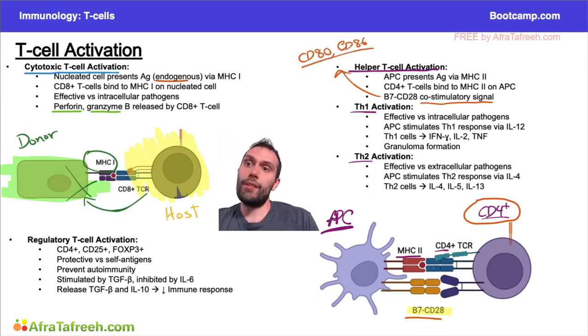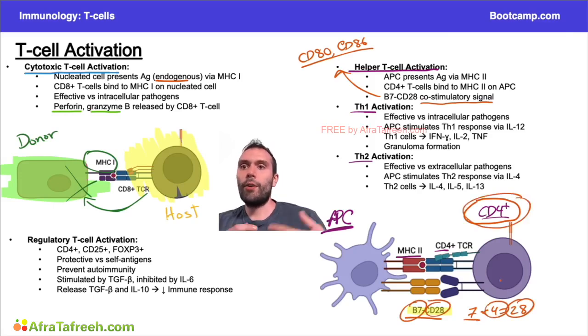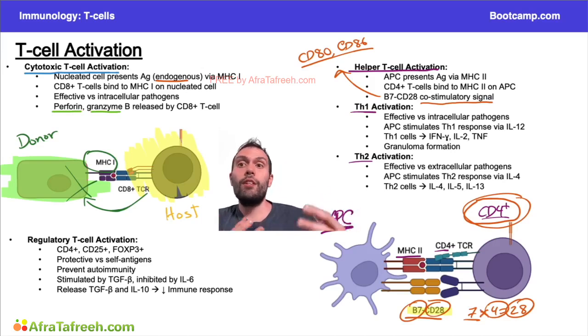And a lot of people remember this as saying, look, 7 times 4 is 28, right? 7 is B7, 28 is what it's binding to, and the 4 is a CD4 positive T cell. Okay, so again, these are all kind of ways to just remember this, because a lot of these are kind of confusing, and it might help to use some flashcards, go through some of the recall questions on here. But again, that's the general concept.